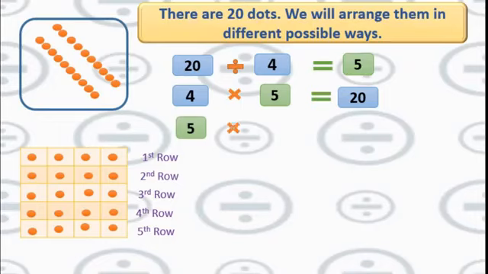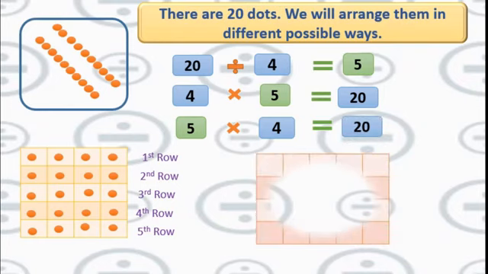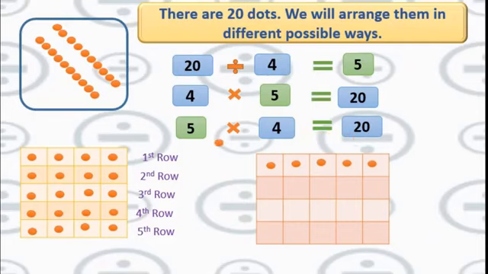Now we will make one more arrangement. We will put 5 dots in one row. We will see. Okay. Now again here 5 dots we have to put in the first row. This is the first row, 5 dots.